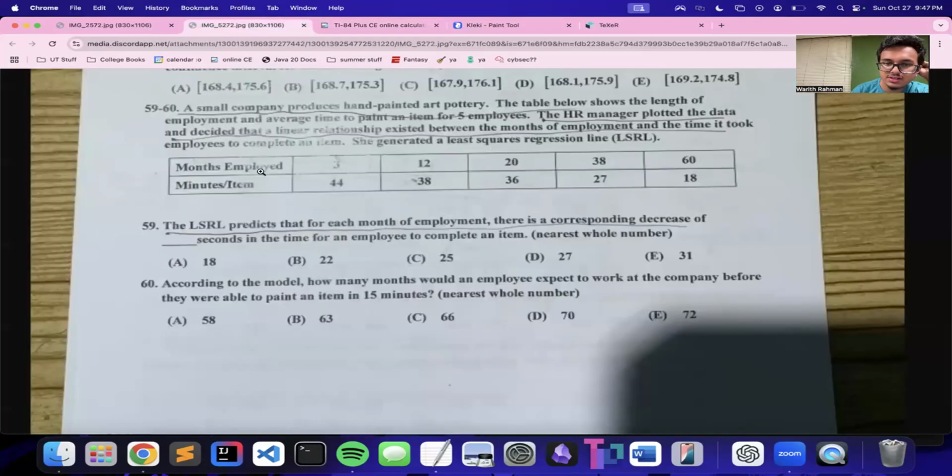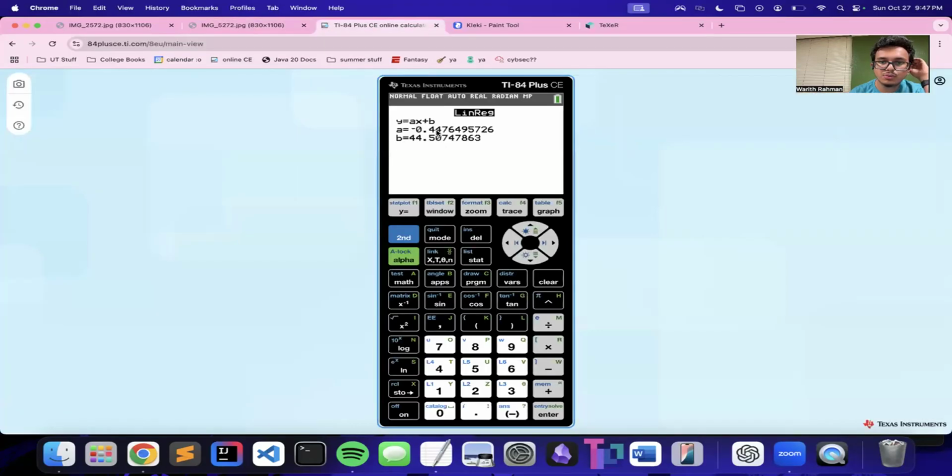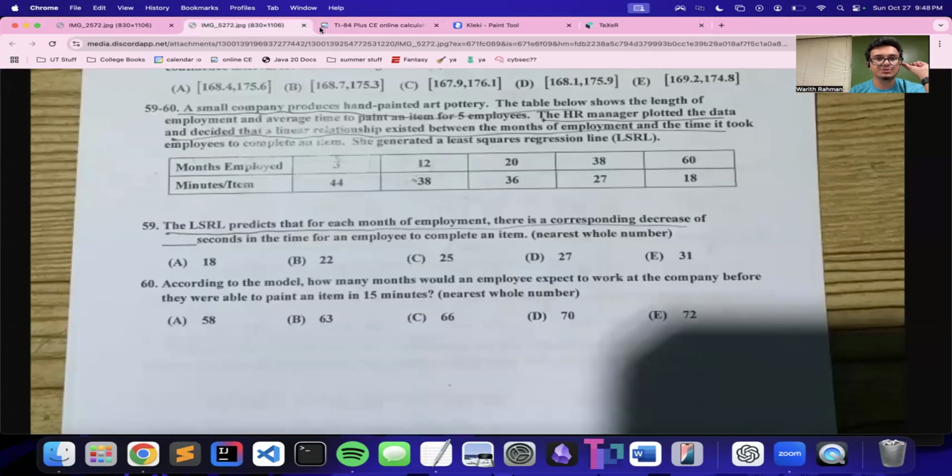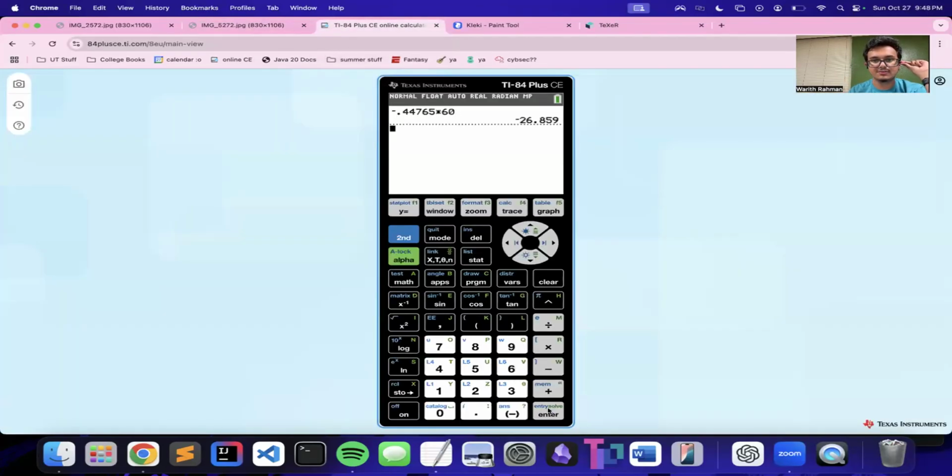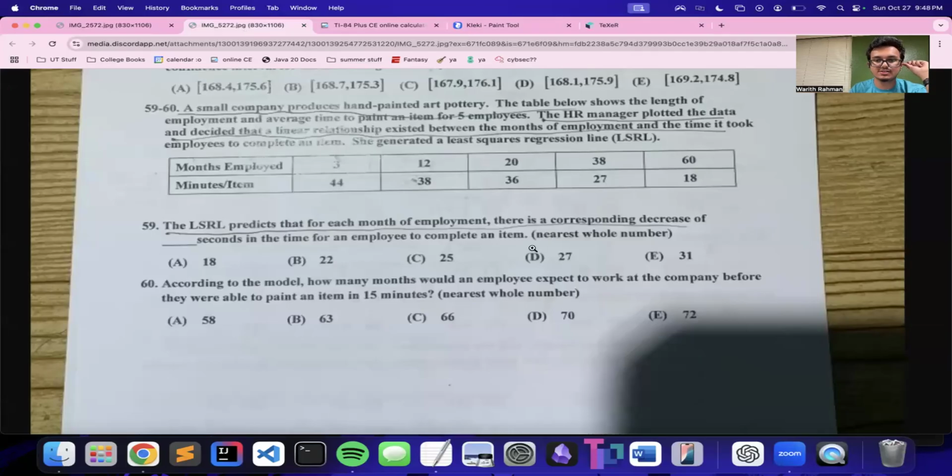So our first question was that there's a corresponding decrease of this many seconds in the time for an employee to complete an item every month. So we notice that this slope right here, negative 0.44765. A lot of the time I will just memorize the number so I can put it on my calculator, or I'll write it down because I may need to use it. So this is minutes per item. Multiplying this by 60 gets you a decrease of 27 seconds per month. So that's that.